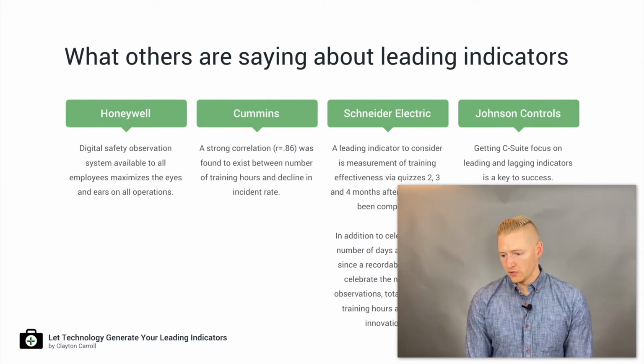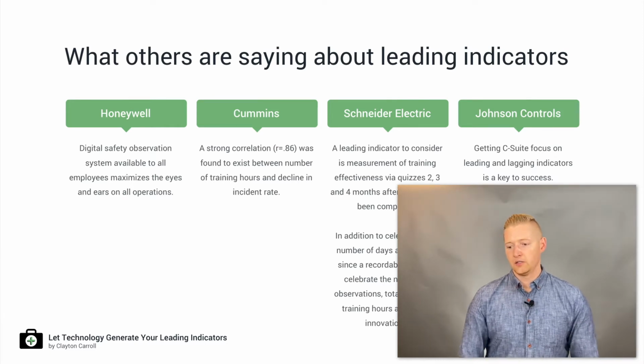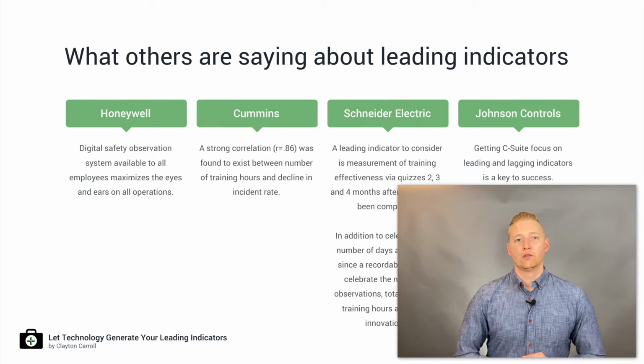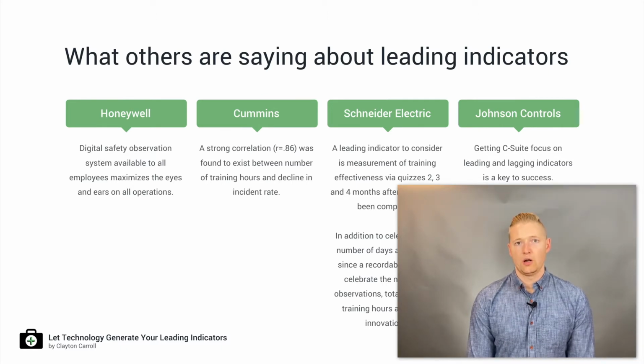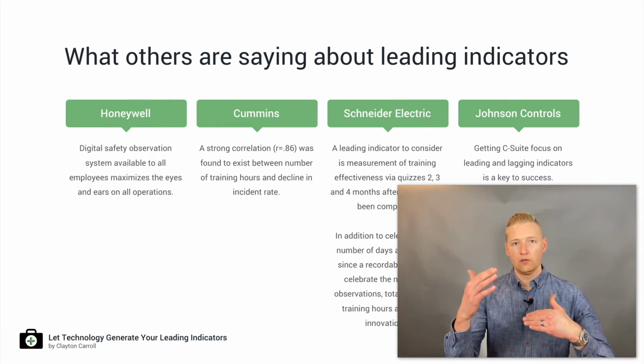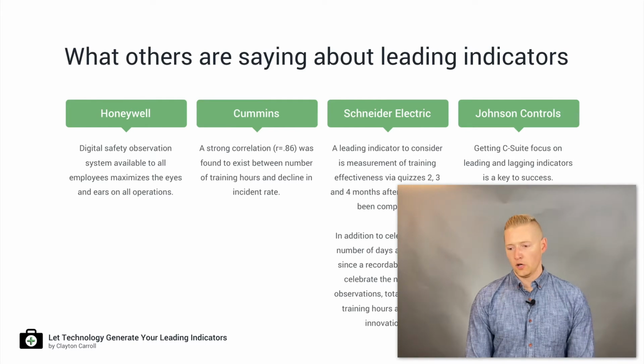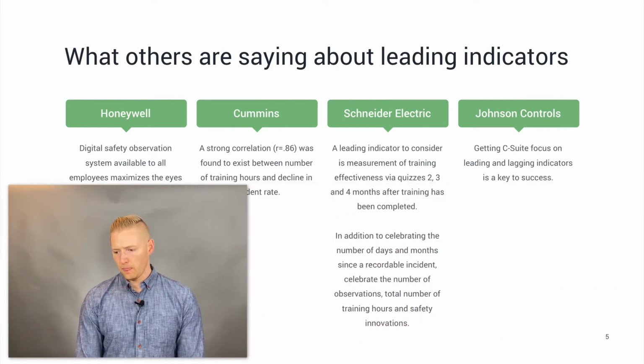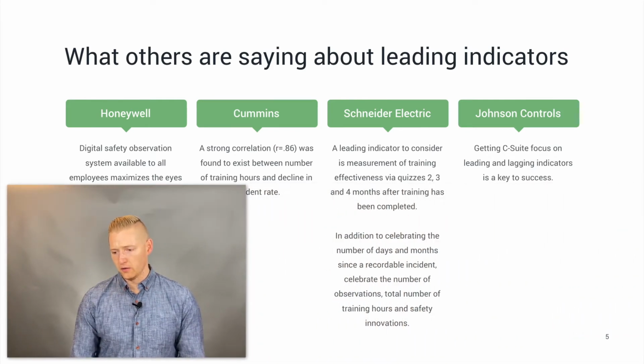So the next company is Cummins. Now, what's interesting with Cummins is their leading indicator focuses on training hours. And what they found was an incredibly strong correlation between the number of training hours and the number of injuries, an inverse correlation. And they also found that it made their incident rate decline.